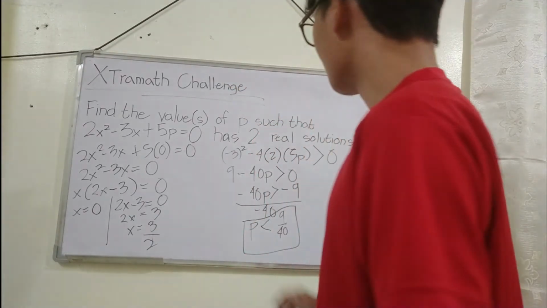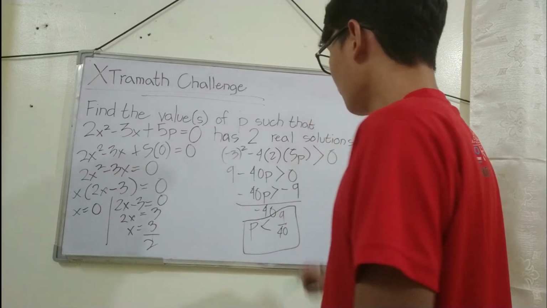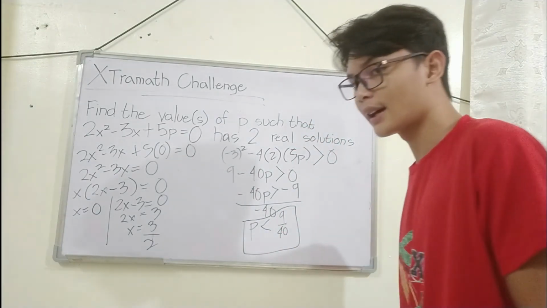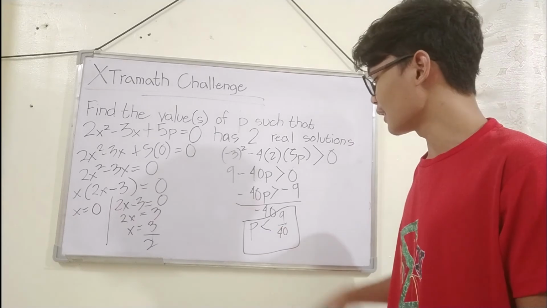And since the two solutions are real numbers, we can now say that the value of p is less than 9/40.